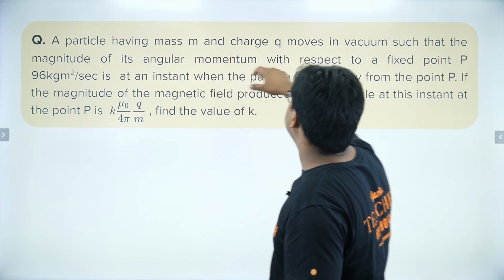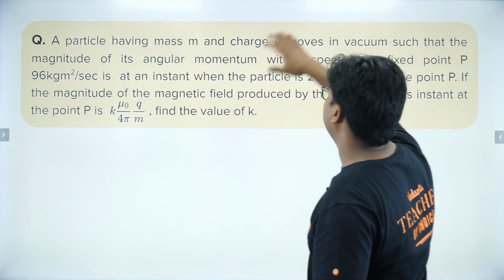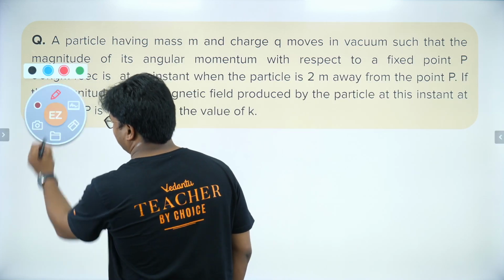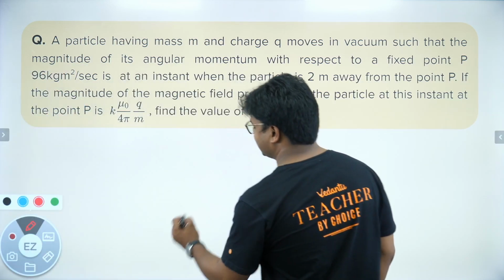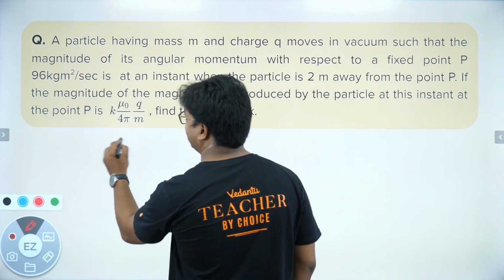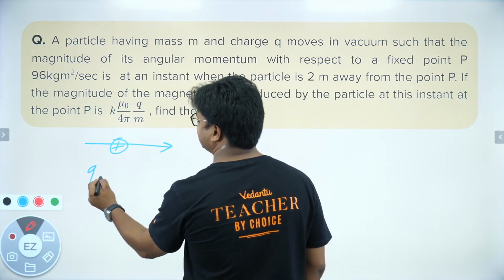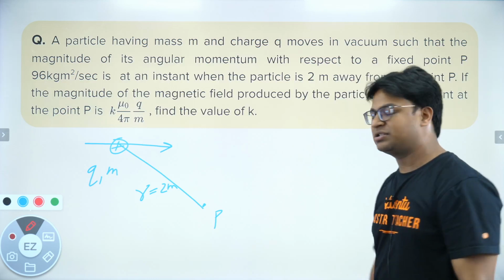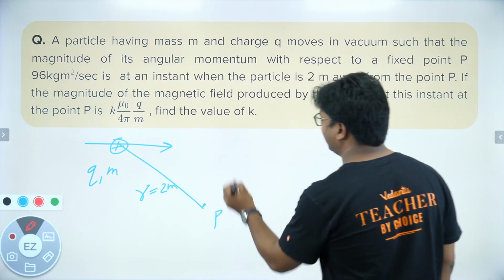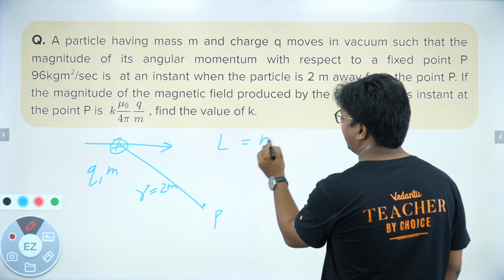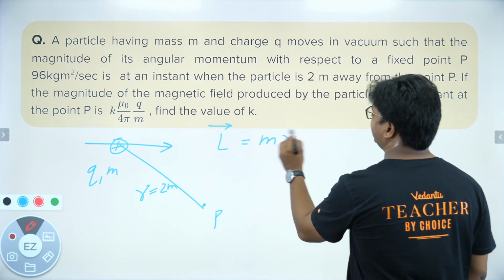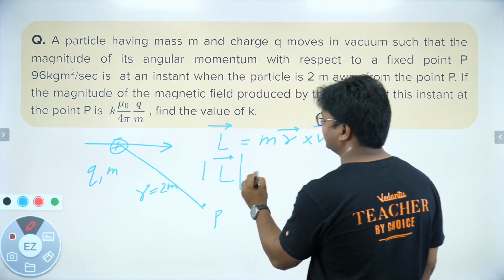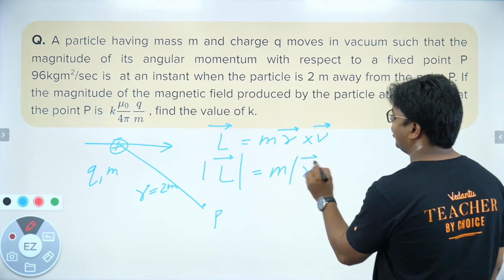A particle having mass m and charge q moves in vacuum such that the magnitude of its angular momentum with respect to a fixed point is... Okay guys, so this question, I'll first explain the question to you. The question says that there is a fixed point and a particle of charge q is moving. Let's say it has a charge q, it has a mass m, this separation is given to be 2 meters, so it's moving like this. How do we write angular momentum about p? To write angular momentum about p, the vector will be written as m into r cross v. But if I'm only interested in the magnitude of the vector, I'm going to write it as m into mod of r cross v.